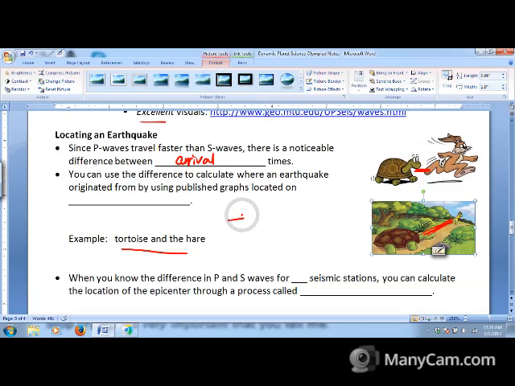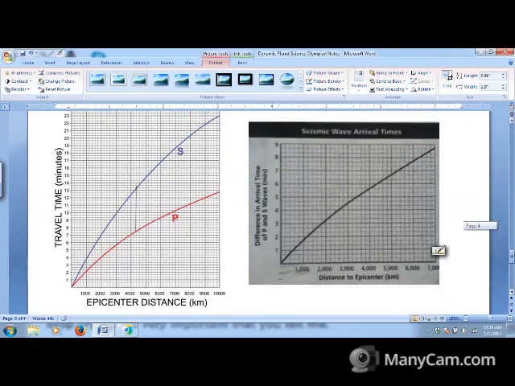Because let's say I have an arrow right here, and we shoot them off at different velocities. So I have arrow number 1, arrow number 2. Well, at the beginning, at maybe 1 second, as I've discussed right here, there's no real difference. There's a little bit, but after like 5 seconds, you're going to see a lot of difference. So you can track this distance to being traced back farther. So you can use this difference to calculate where an earthquake originated from by using published graphs. And I have published graphs right here that we're going to take a look at in just a little bit.